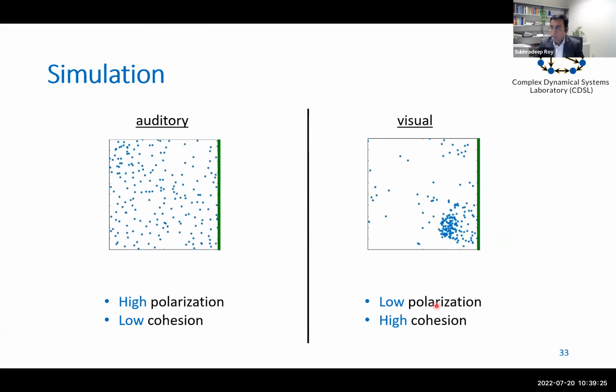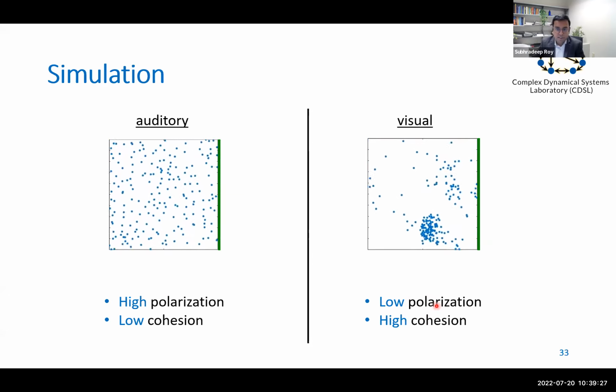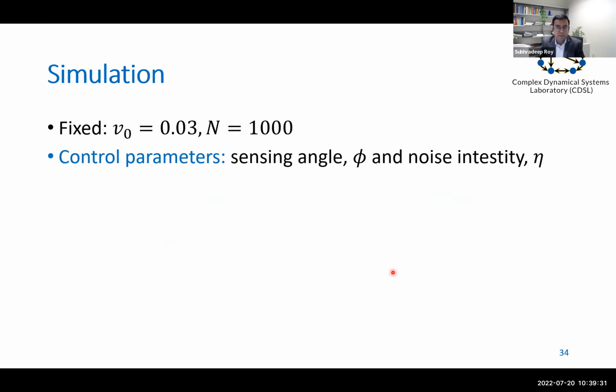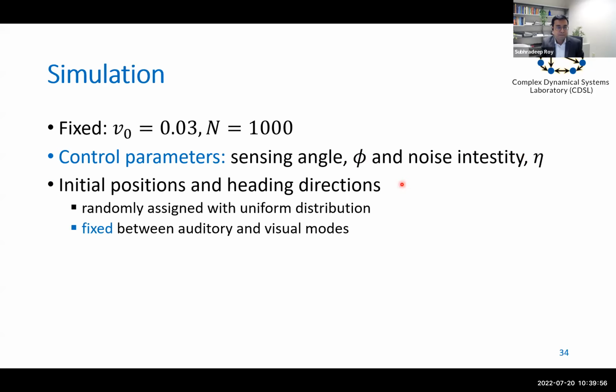Now we tested this for different choices of parameters. So let me give you some idea over here. We use the constant speed that we have for the Vicsek model, 0.03. We use 1,000 particles. The sensing angle is one of the parameters, and noise intensity, which we saw earlier, is what, if we increase, we see an ordered to disordered state. So we want to also see how the behavior looks as we play with these two parameters.